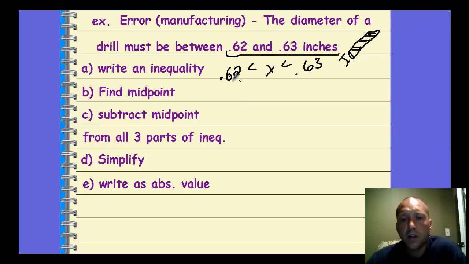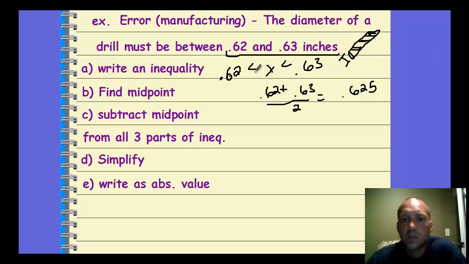Next step is find the midpoint. So the midpoint between 0.62 and 0.63. To find the midpoint, if you remember, you can add them together and then divide by how many numbers we have, and you'll get the midpoint, 0.625, one you should just be able to see. You subtract the midpoint from all three parts of this inequality.